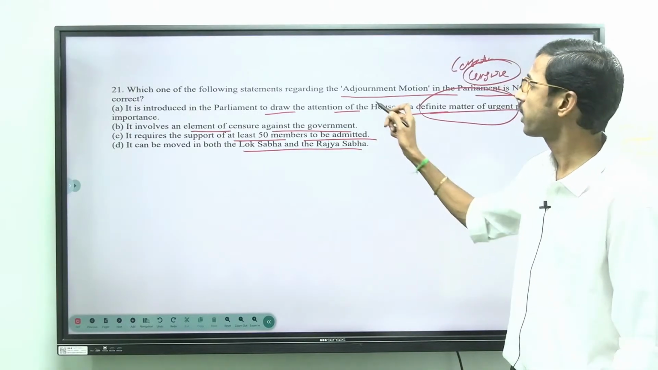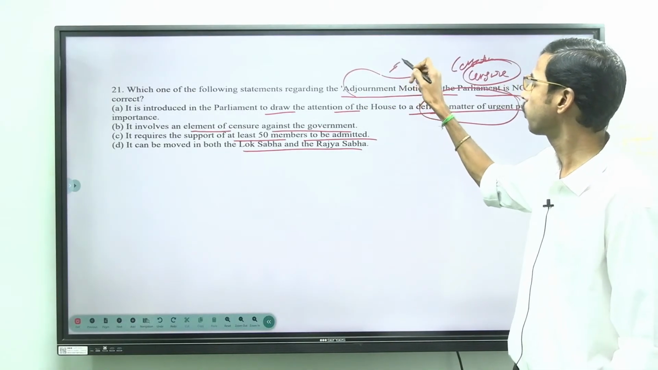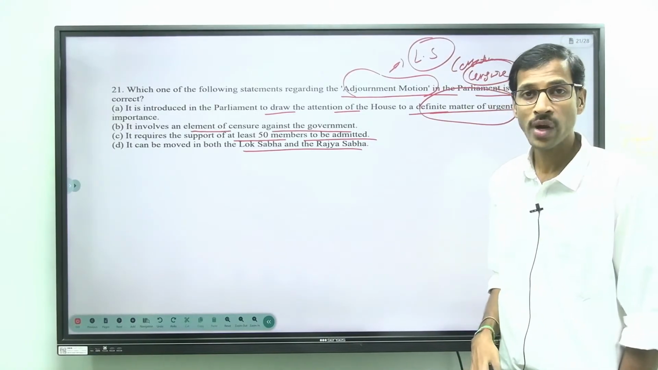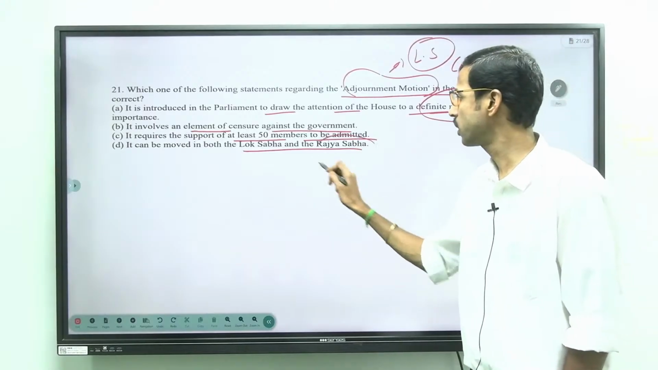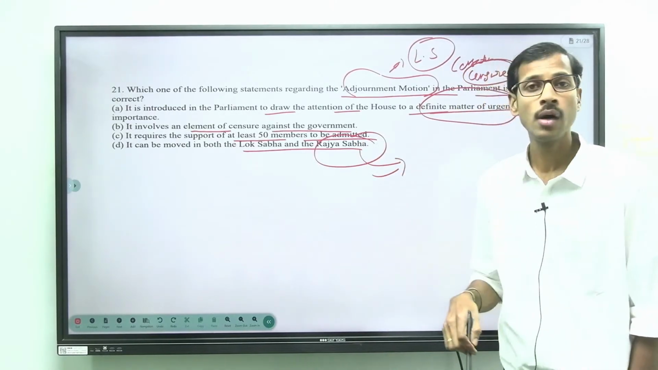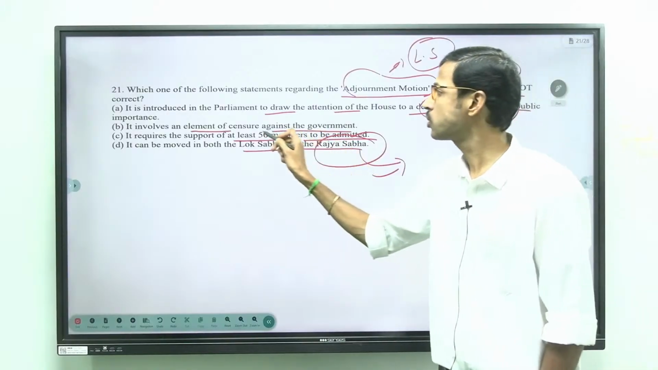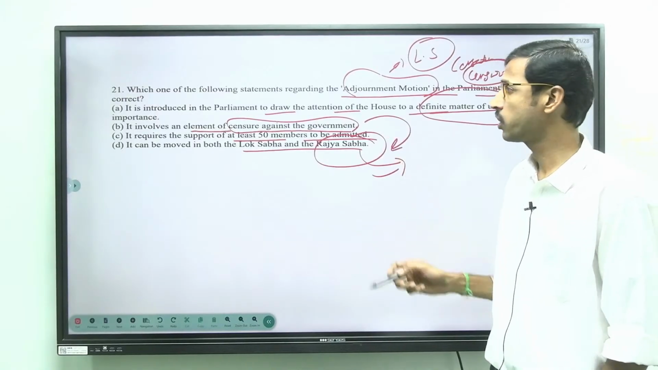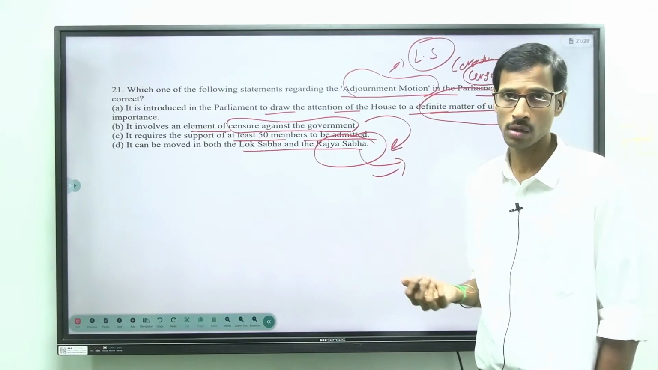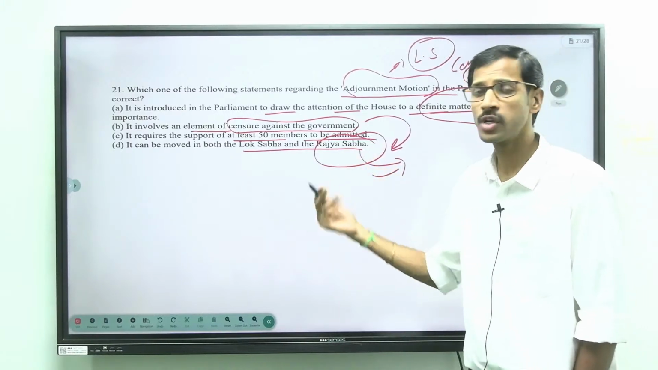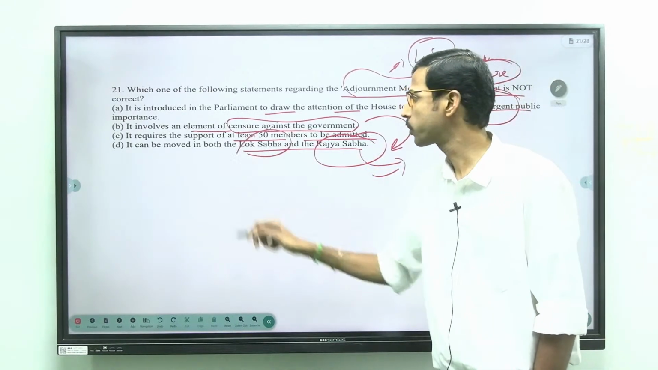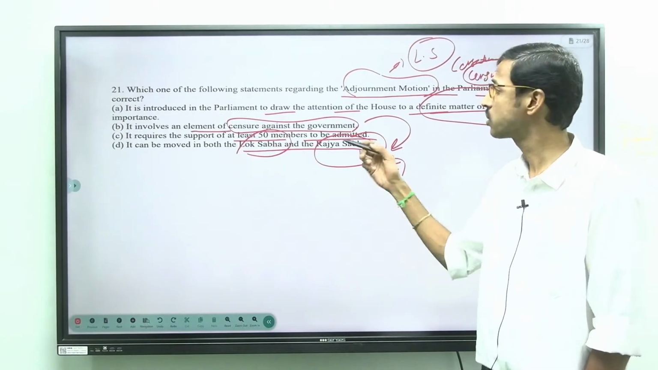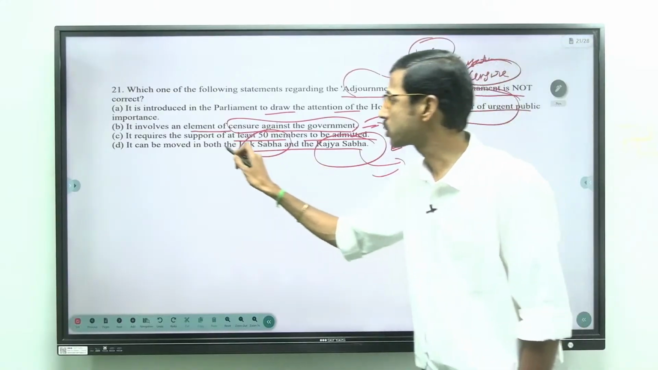If you see, this adjournment motion is applicable in Lok Sabha only. Why? It is completely related to censure against the government, right? So it is not applicable in the Rajya Sabha, right? It is an element of censure against the government. The second statement is correct, and the fourth statement is wrong. It can be moved only in the Lok Sabha, not Rajya Sabha. Why? Because it is an element of censure against the government, right? So the fourth statement is wrong here.